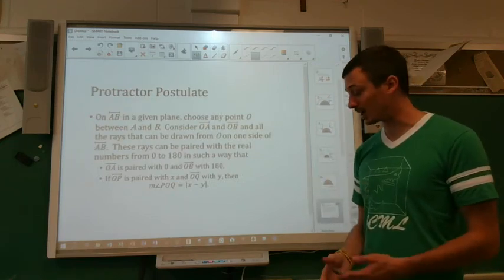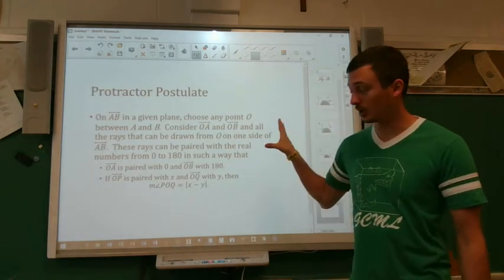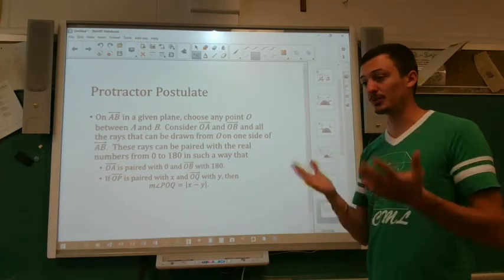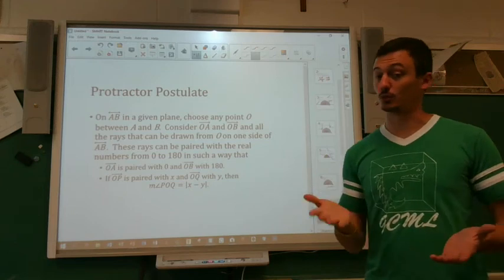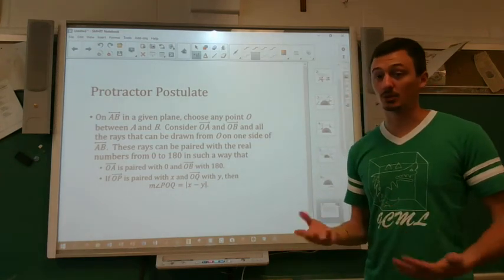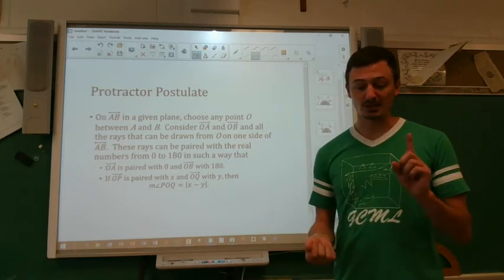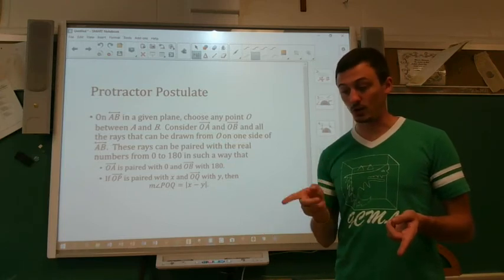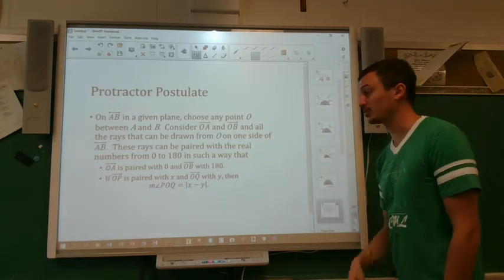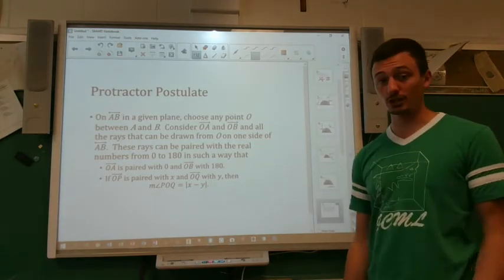The protractor postulate, this is a whole lot of words. I want you to copy it down. But what the protractor postulate says, it's very similar to the ruler postulate, where the ruler postulate is a way to set up a number line where any points 0 and 1, you can set them however far apart you want and it works. The protractor postulate is a little bit stricter.